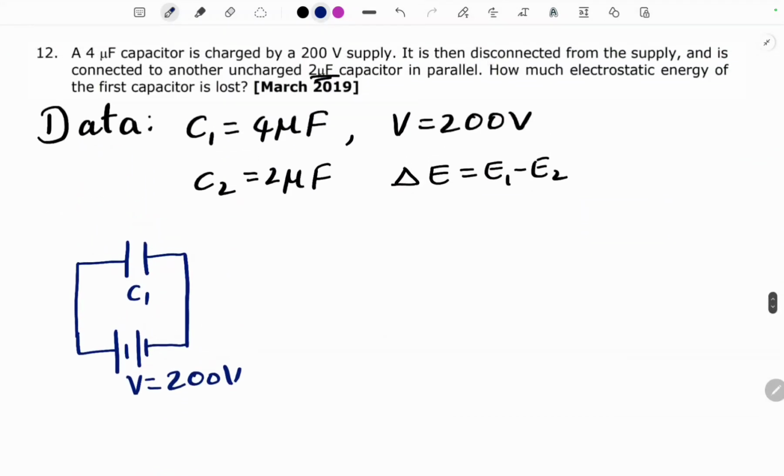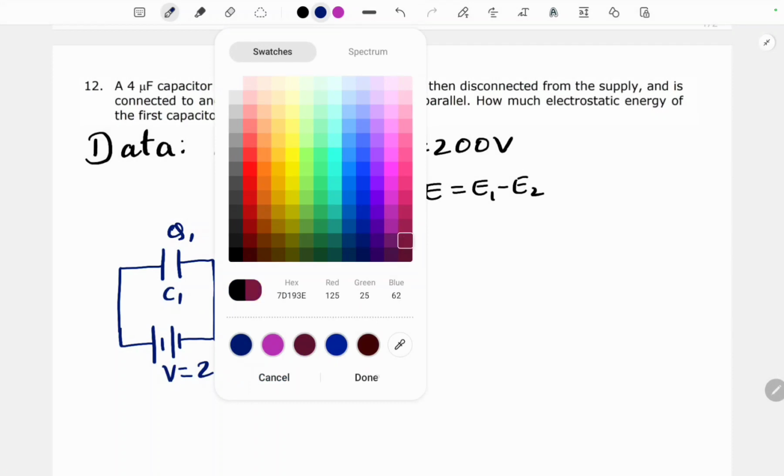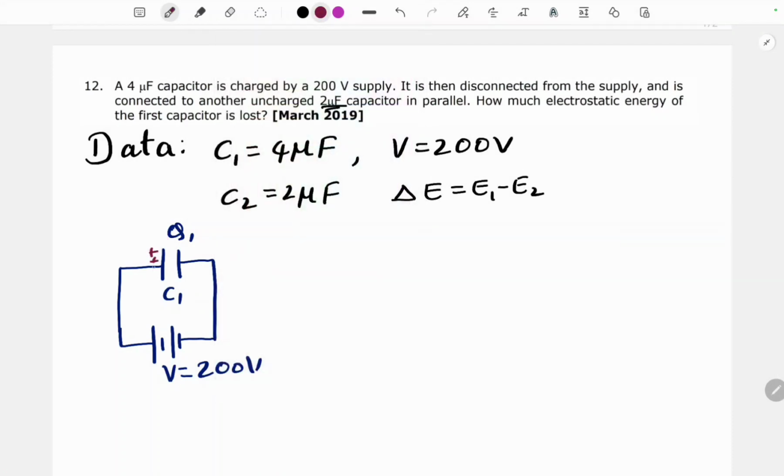Okay, now C1 is charged to Q1. This side it is charged, and the same negative charges will be stored this side also. Okay, now if I calculate E1, that E1 is calculated by half C V square, half C1 V square.